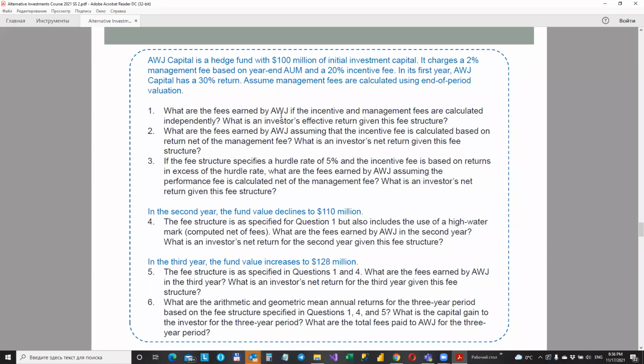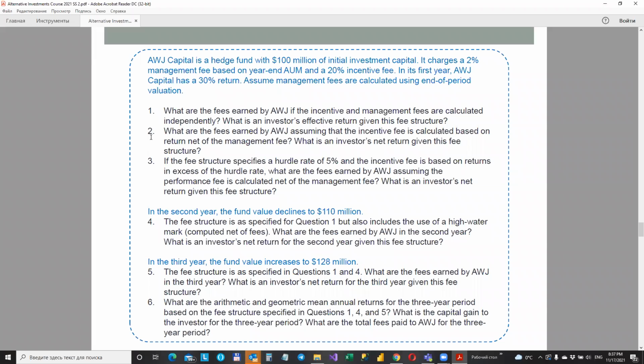So what are the fees earned by AWJ if the incentive fee and management fees are calculated independently? What is the investor's effective return? What are the fees earned by AWJ, assuming that the incentive fee is calculated based on the return net of management fee, and respectively what is the investor's net return? And if the fee structure specifies a hurdle rate of 5% and incentive fees based on returns in excess of this hurdle rate, what are the fees earned by AWJ, assuming that performance fees are calculated net of management fees? I emphasize these key words you should put emphasis on when you're considering such problems. So what is the investor's net return given this fee structure?